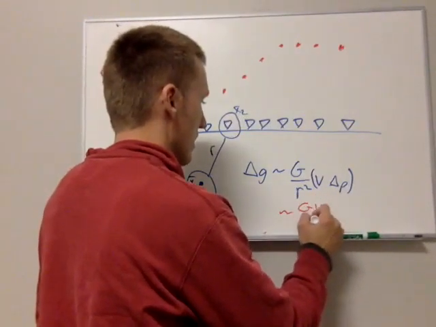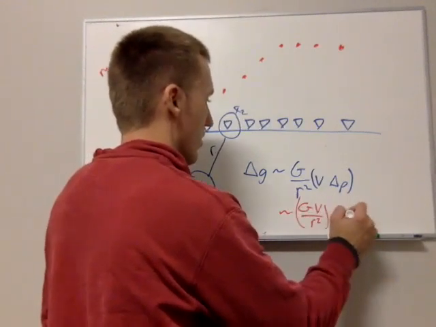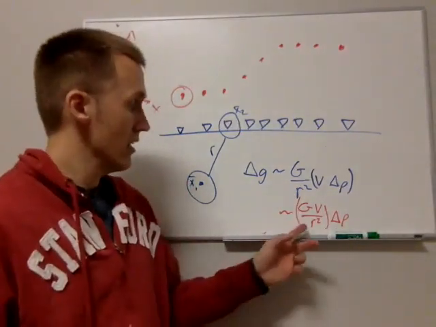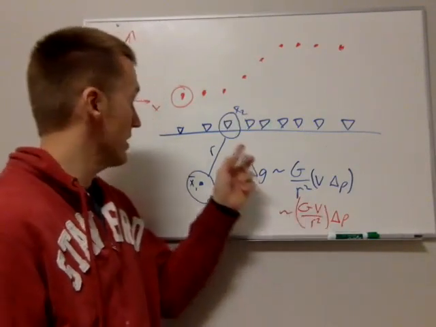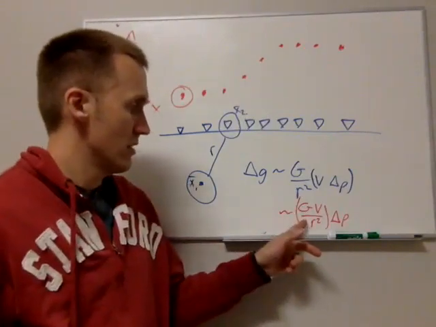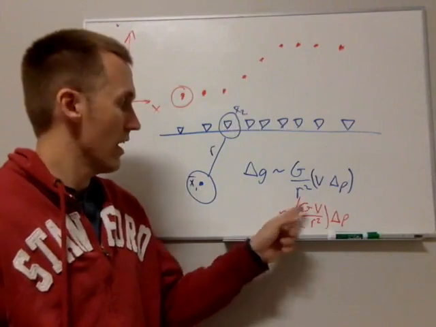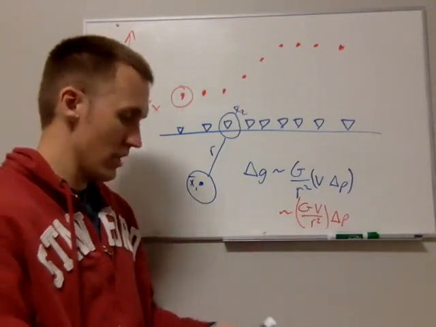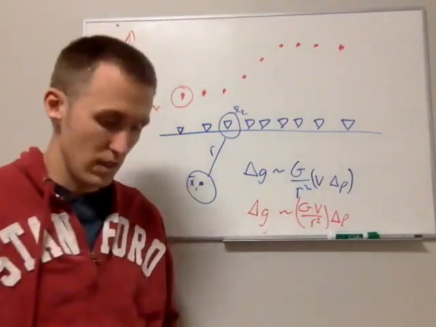G times V over R squared in the parentheses, and then delta rho outside. So you see all I did was rearrange the parentheses. G, the gravitational constant, times V, the volume of our little unit cells around this point mass, divided by the square of the distance between the point and the observation point, and then we multiply that by the density anomaly. And then you can see we're directly relating the gravity anomaly to the density anomaly.